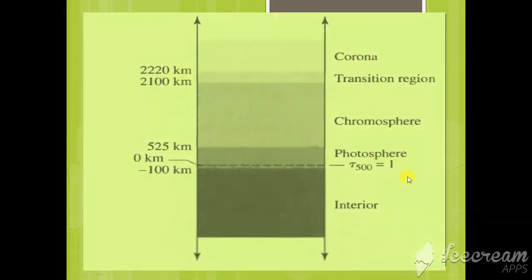This picture I have taken from the book An Introduction to Modern Astrophysics by Carroll. This picture basically explains the solar atmosphere region. This darkest part is the solar interior part. This outer approximately 500 kilometer region is the photosphere part.